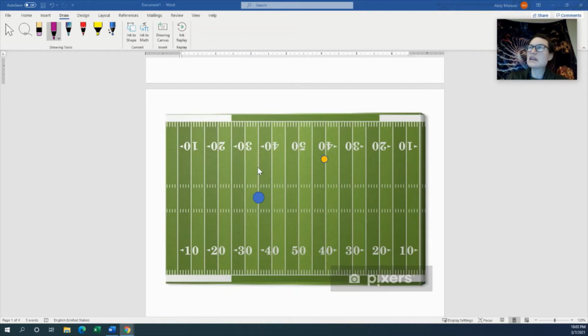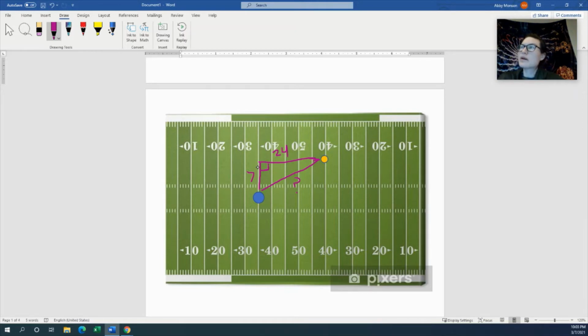So let's say at the beginning of the play, the receiver ran down the field about 24 yards. He ran 24 yards. And the quarterback, we'll say, is about 7 yards from this location. So how far then does my quarterback need to throw the ball? We don't know. Well, this actually is going to make a right triangle, and we can use the Pythagorean theorem here.